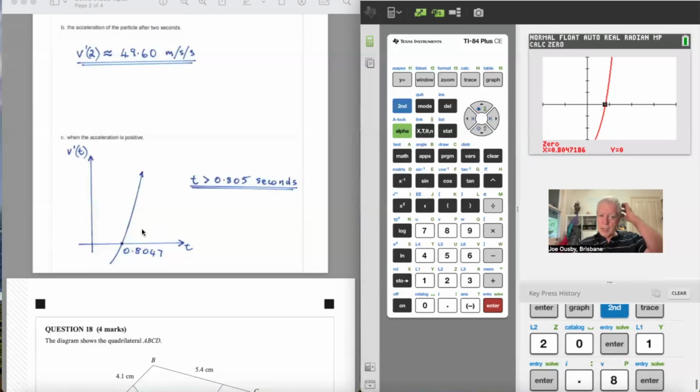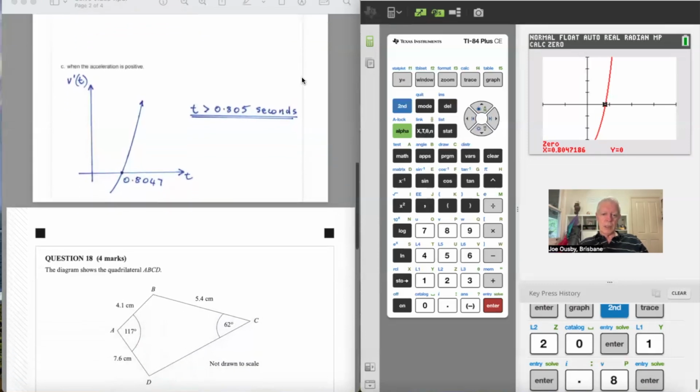So notice in my answer, that's actually how I recorded it. So I'm communicating that I found the derivative function on my calculator. That point there is 0.8047, which means that the time is greater than 0.805 seconds. Okay, so that covers that. And this is a tech active question. It's reasonable that the students will actually engage with it in a tech active way.